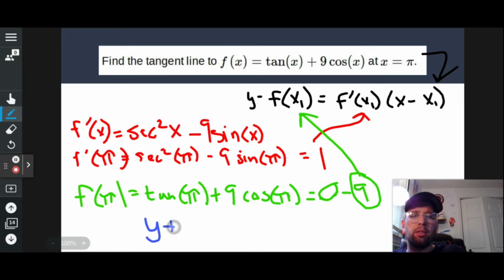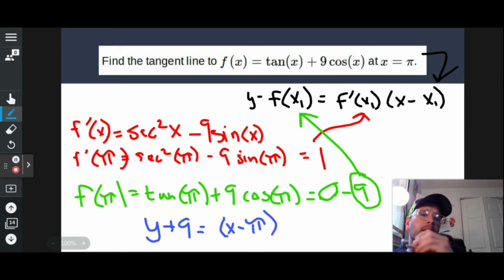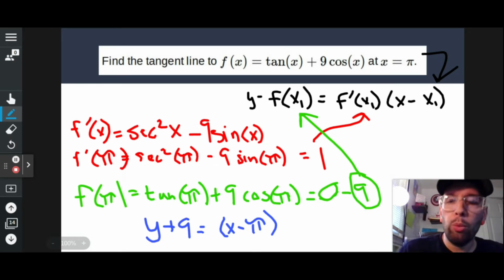Y plus 9 equals f prime of x, which is 1. So I don't need that 1 there. X minus pi. And again, if you're wondering whether you should subtract 9 from both sides, sure, but you don't have to.